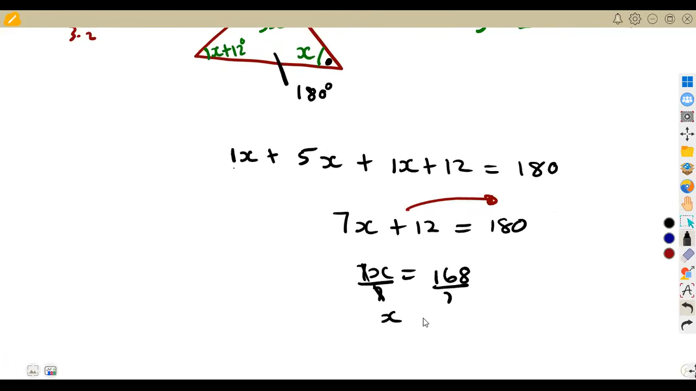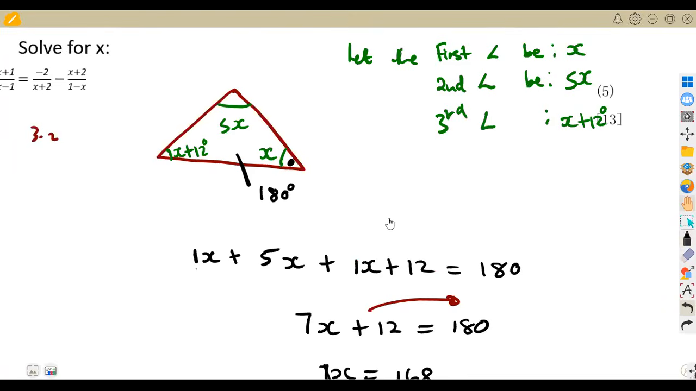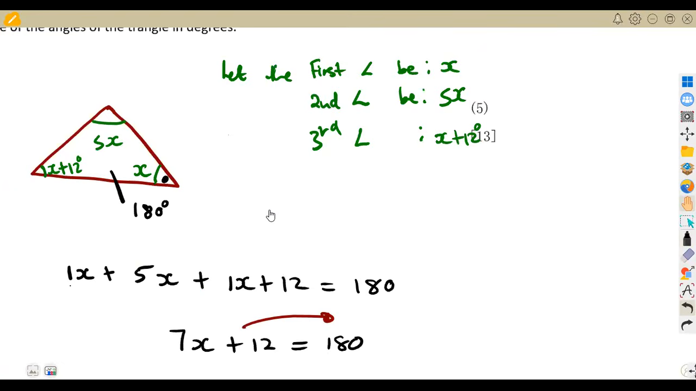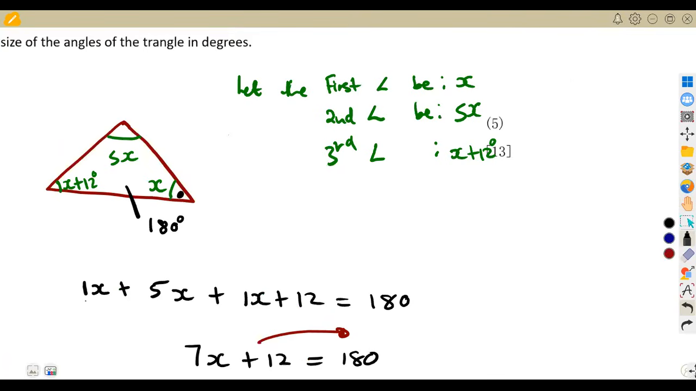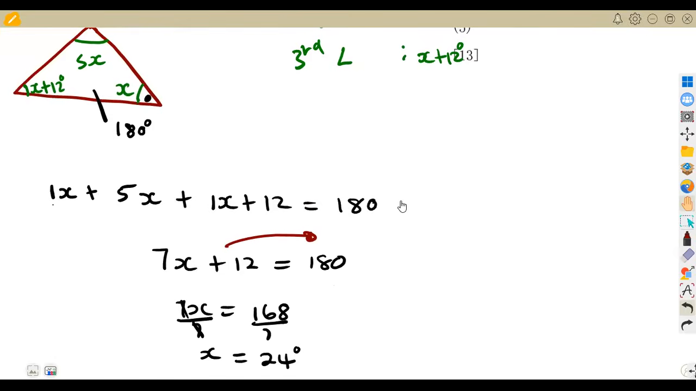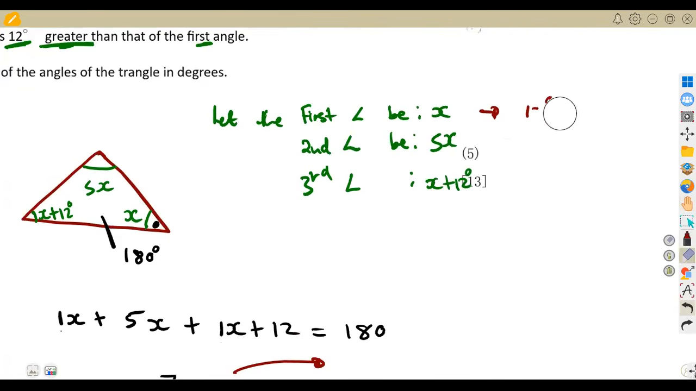If we divide properly, x is going to be 24, which is 24 degrees. All right, so now let's analyze our angles, because the question needs us to find the angles. So the first angle, which is x, is going to be... Okay, we got our x as what? As 24, not 12. So this is 24 degrees.